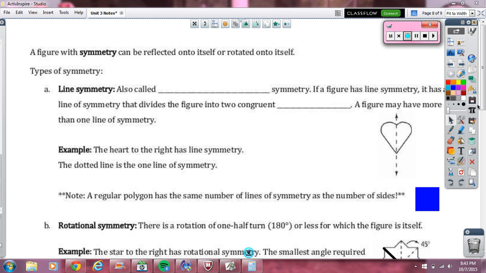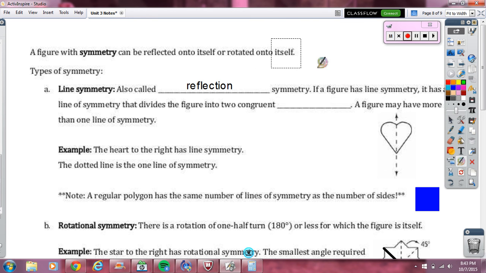Hi everybody. Next topic is symmetry. So we've got a bunch of different types of symmetry that we're going to look at today. First one is line symmetry, aka reflection symmetry.